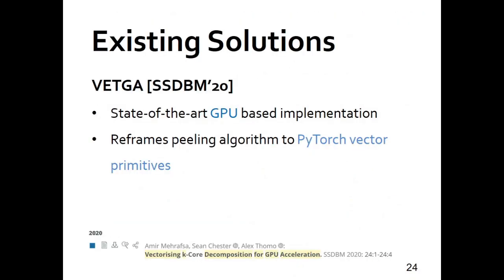There are only a few studies of K-core decomposition on GPU. VETGA is the state-of-the-art GPU-based implementation. It reframes the peeling algorithm into PyTorch vector primitives. It uses NumPy to load the graphs, which becomes too slow in loading, and the execution performance of the algorithm cannot scale natively, especially for large graphs.